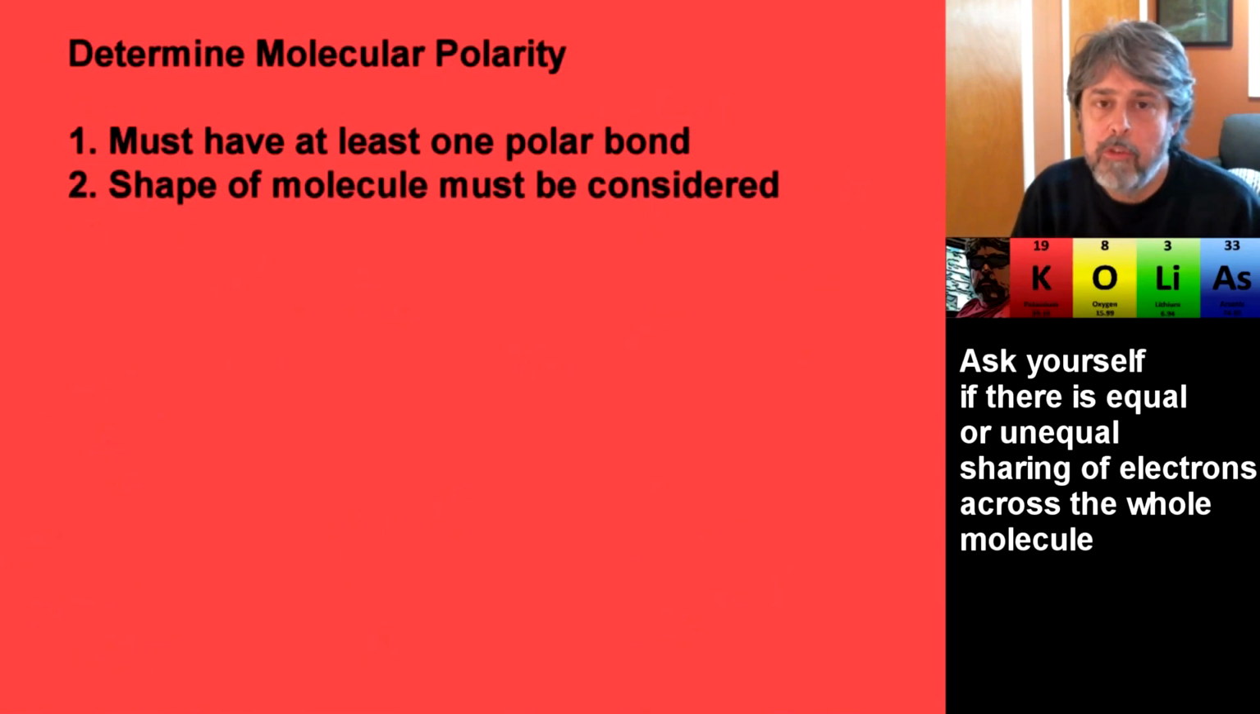So here we go. There are 2 things you have to consider to decide if a molecule is polar or not. First off, you have to have at least 1 polar bond. If you don't, then your molecule cannot be polar overall. You can stop right there. Secondly, the shape of the molecule. You have to look at the geometry and consider if one side is going to have more electrons than the other. You have to have that dipole going on, where the electron density is greater on one side of the molecule or the other. And really, that's all there is to it.